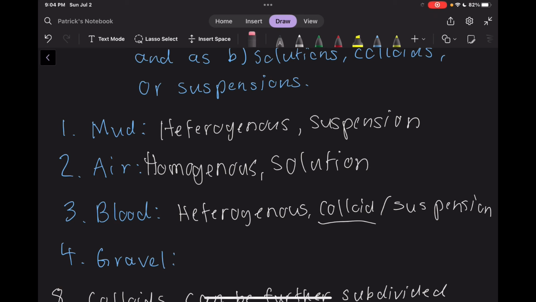Our last problem is gravel. This one should be easy enough to figure out. One handful of gravel isn't going to look like another handful, and the particles in gravel are both clearly visible and easily separable. Gravel is therefore a suspension and a heterogeneous mixture.